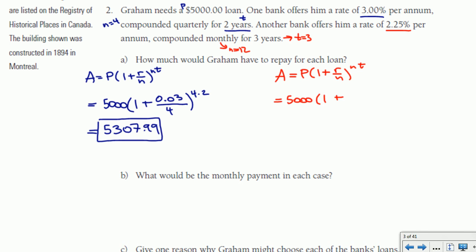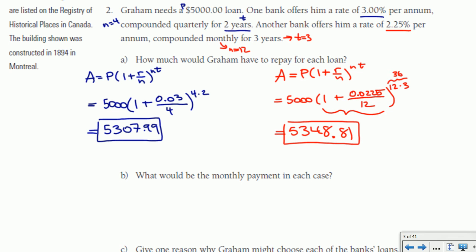The interest rate this time is 2.25%, which as a decimal is 0.0225. We divide that by the number of compounding periods, which is 12, and raise that to the exponent of 12 times 3. So making sure to do this first, raise it to the exponent of 36, and then we multiply by 5,000. The result of this calculation is $5,348.81. So it looks like he will have to repay slightly less for the first bank than the second.